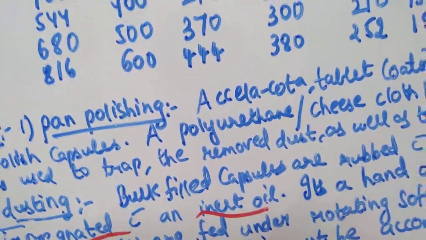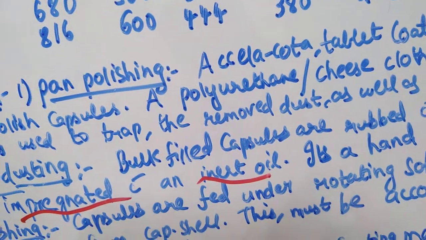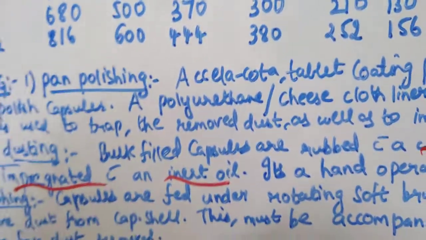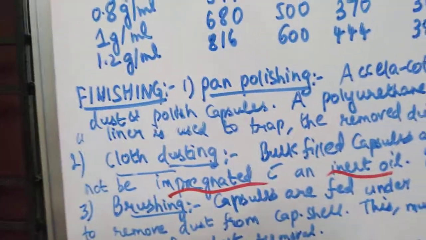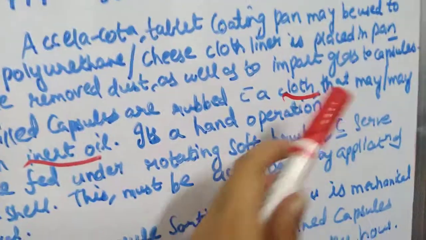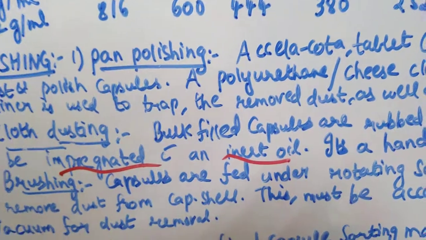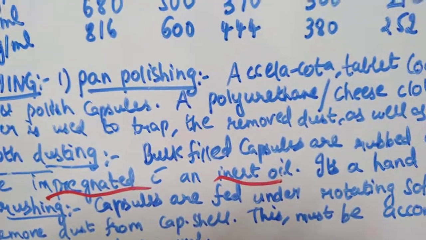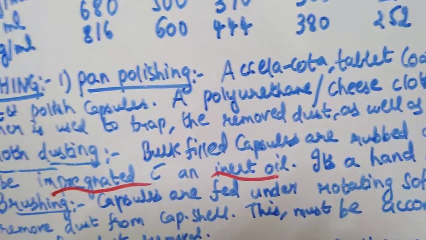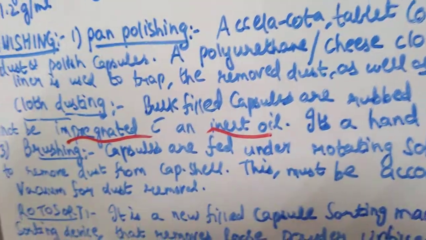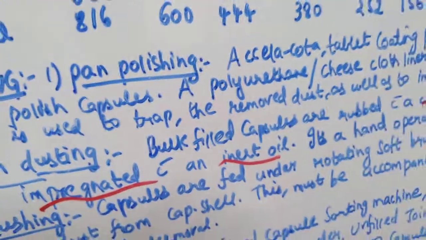It is a positive method for the removal of resistant materials. In addition to removing your dust, this hand operated cloth dusting method also imparts a gloss to the capsules.